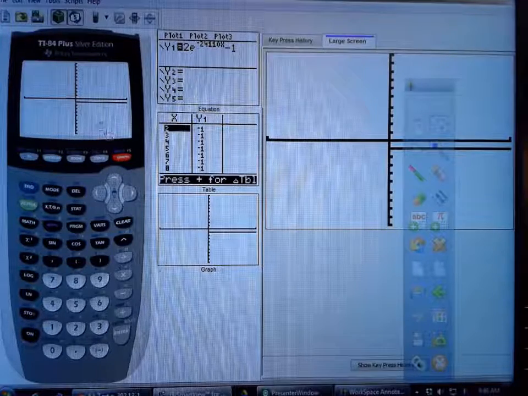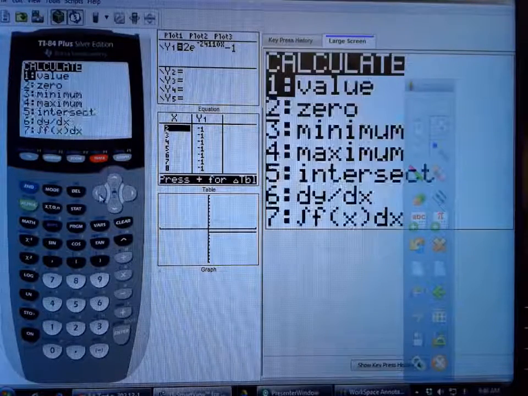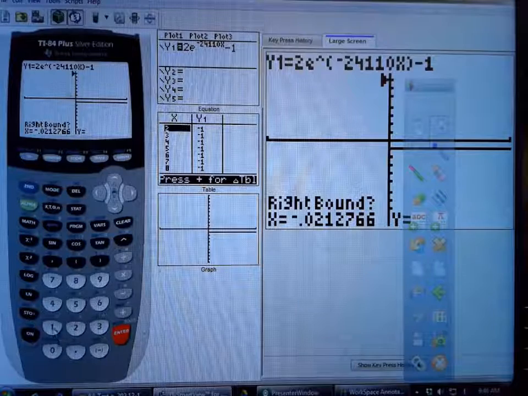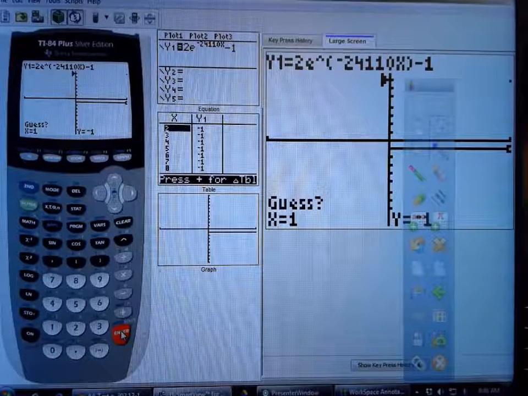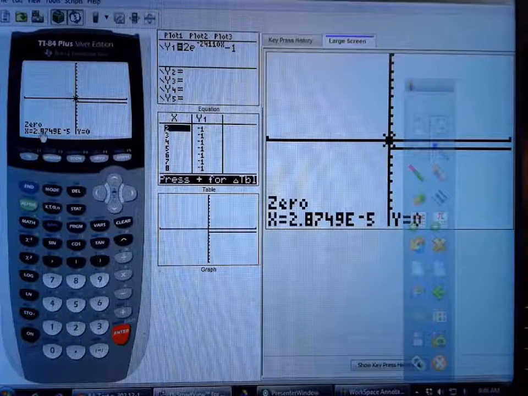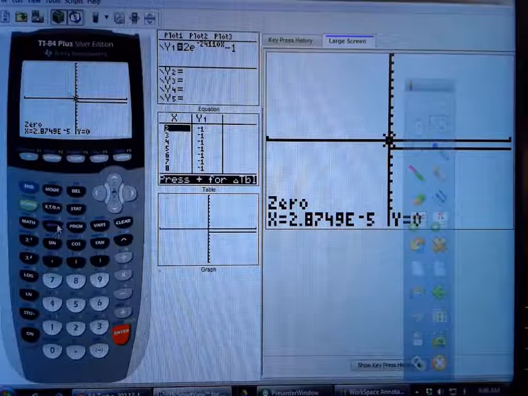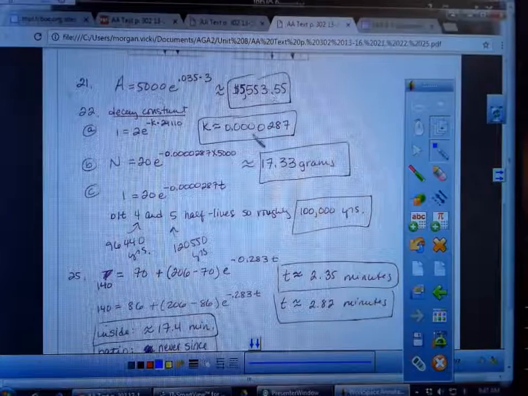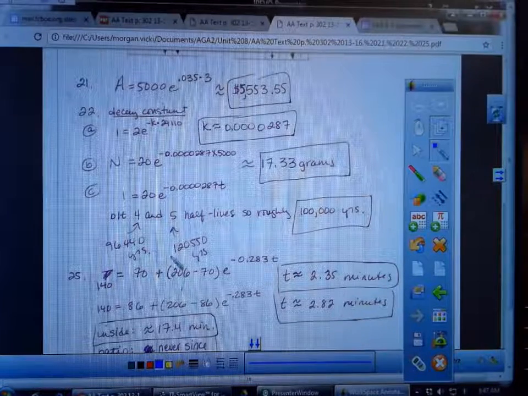Okay, and that always works for you, because I can do second, calc, and then I'm going to find my zero, option 2, and my left bound is going to be 0, and my right bound is going to be 1, because I can see that it must cross right there. So it is very small. It's 0.0000287. So that's going to be the K value. And the K will typically be a very small decimal. Not always, but typically. Okay, so let's go back. So that was the K that we found right there.